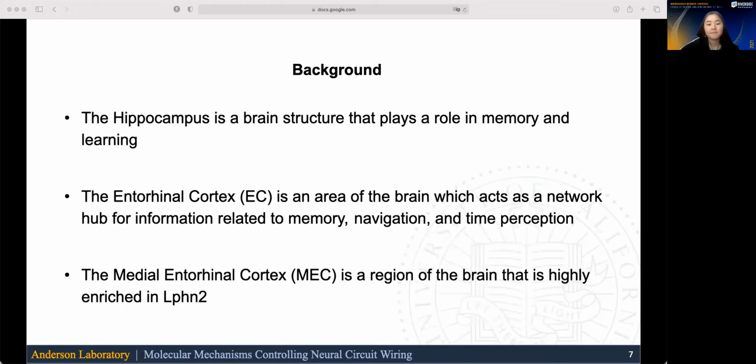So within the brain, there are many circuits that are connecting different regions of the brain and which give rise to specific neurological functions. Our research is centered around the hippocampal entorhinal cortex circuit. So the hippocampus is a brain structure that plays an important role in learning and memory. And the entorhinal cortex is an area of the brain which acts as a network hub for information related to memory, navigation, and time perception. And the MEC is a region of the brain that is highly enriched in lateral filament 2.